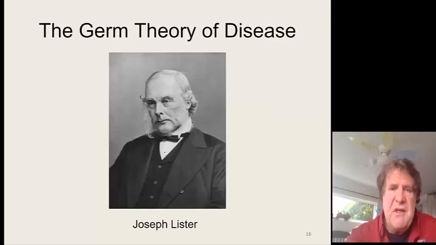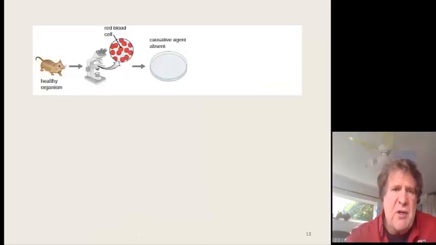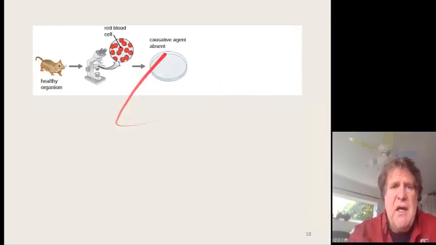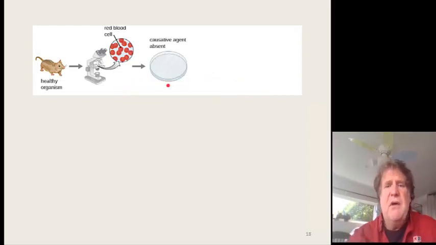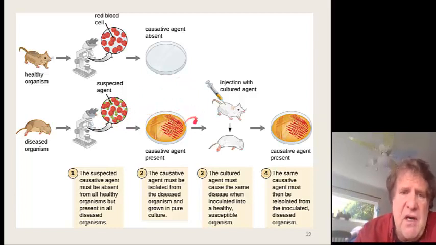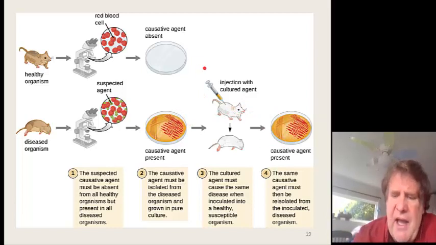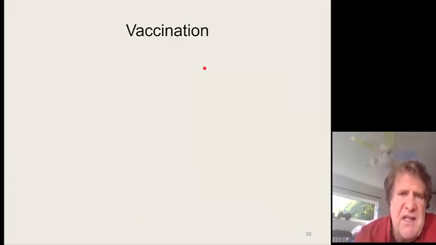The germ theory of disease was looked at by Joseph Lister and Robert Koch. Basically, you take a healthy organism and look at its blood, and when you try to plate out microorganisms, they're not present. In a diseased organism that's dead, you can see the microorganisms in there. If you culture these out and inject them into an animal, the animal dies. This is what we call Koch's postulates.